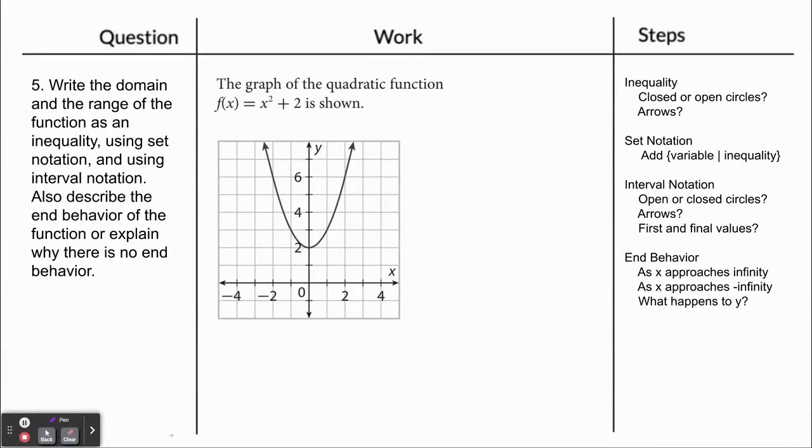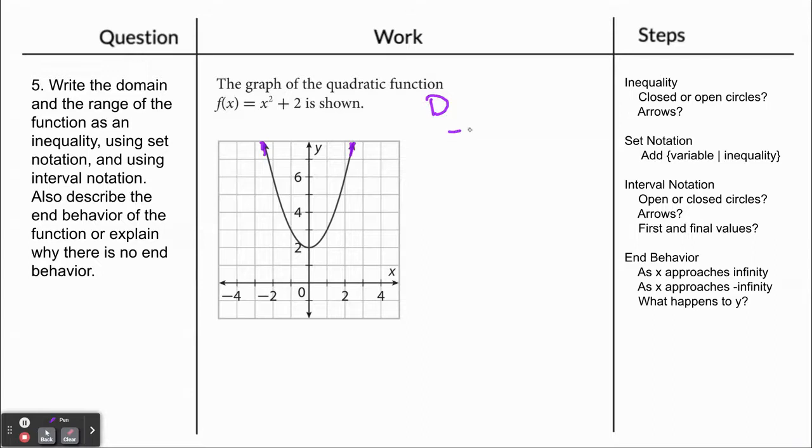This one here, we're asked to write the domain and the range of the function as an inequality, set notation, and interval notation, and then we'll get to end behavior in a little bit. So for the domain here, we're looking for all possible x values. We see these arrows pointing up and on forever, meaning the x goes on forever to the left and to the right.